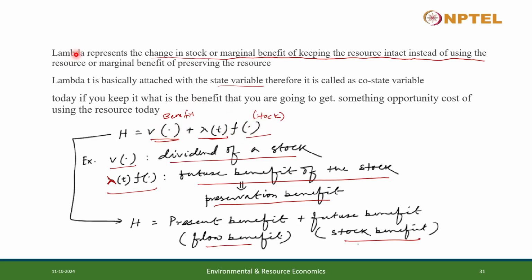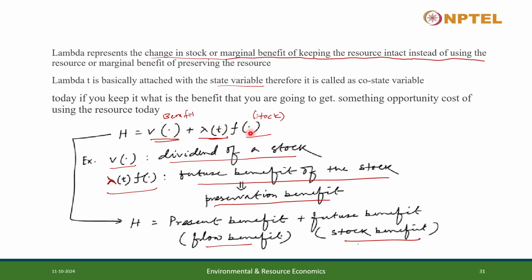So what we have is lambda represents the change in stock, or the marginal benefit of keeping the resource intact instead of using the resource right now. Or it is the marginal benefit of preserving the resource. So this lambda is the benefit of keeping one unit of resource right now, for tomorrow, so that your whole objective function is increased.